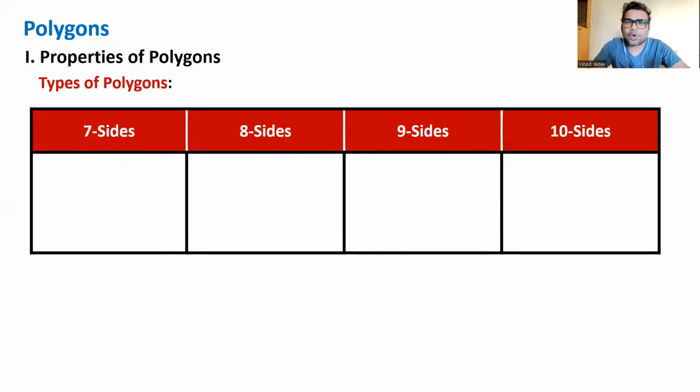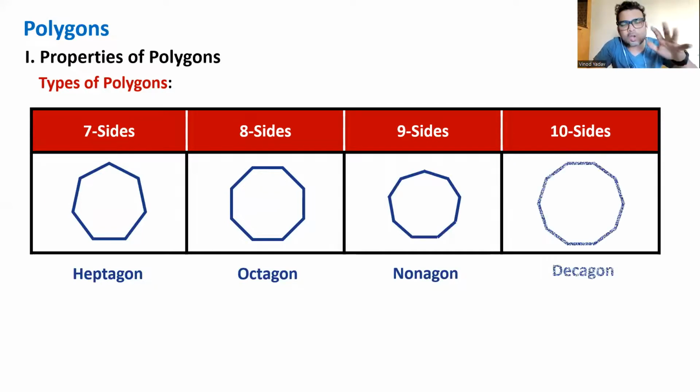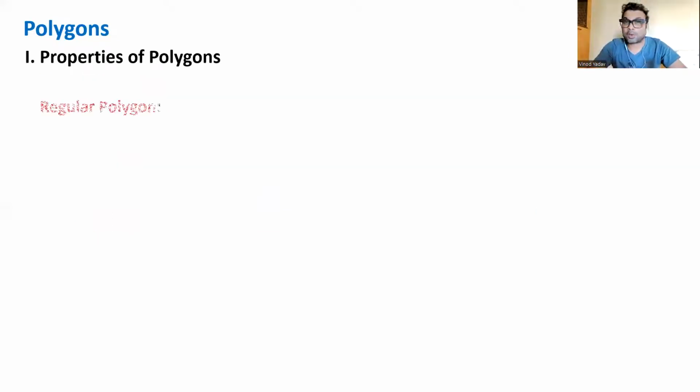7 sides, heptagon or septagon, both are fine. 8 sides, octagon. 9 sides, nonagon. 10 sides, decagon. This much is enough. Okay. Now regular polygon.